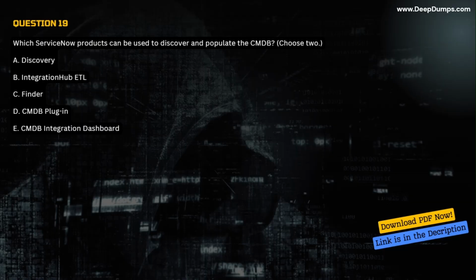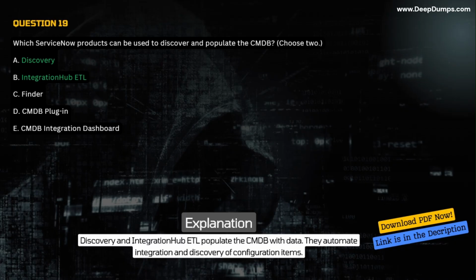Question 19. Which ServiceNow products can be used to discover and populate the CMDB? Choose 2. A. Discovery. B. Integration Hub ETL. C. Finder. D. CMDB Plugin. E. CMDB Integration Dashboard. Correct answer A and B: Discovery and Integration Hub ETL. Explanation: Discovery and Integration Hub ETL populate the CMDB with data. They automate integration and discovery of configuration items.